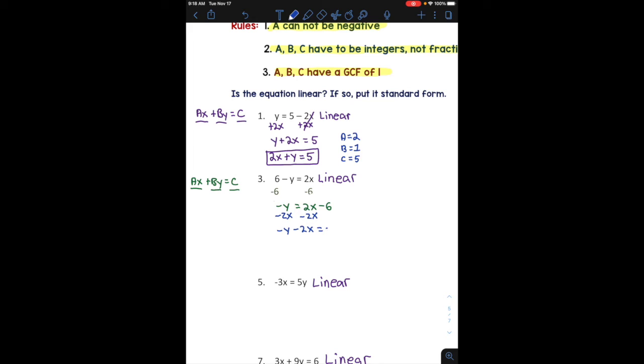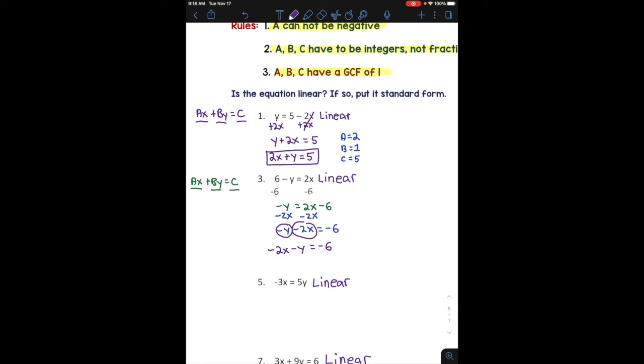to get negative y minus 2x equals negative 6. Just like problem number 1, we now need to switch the order of the y term and the x term. The two terms are negative y and negative 2x, so if I switch them around, we'll have negative 2x minus y equals negative 6. Do I have the x term first, the y term second, the equal sign, and then the number at the end with no variable? Yes, I do.